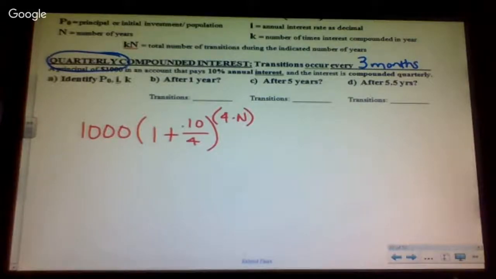So for part B, what are we plugging in for N? 1. Okay, go ahead and plug this in. Best part is, once you get this plugged in and get your answer for 1, recall the equation. Then put in a 5 instead of a 1. Recall the equation. Put in a 5.5 instead of the 1.